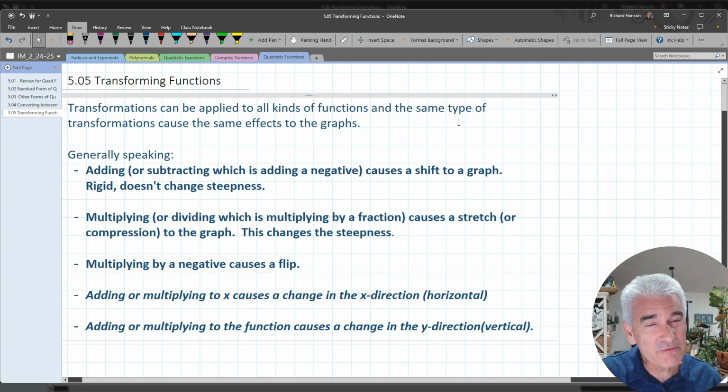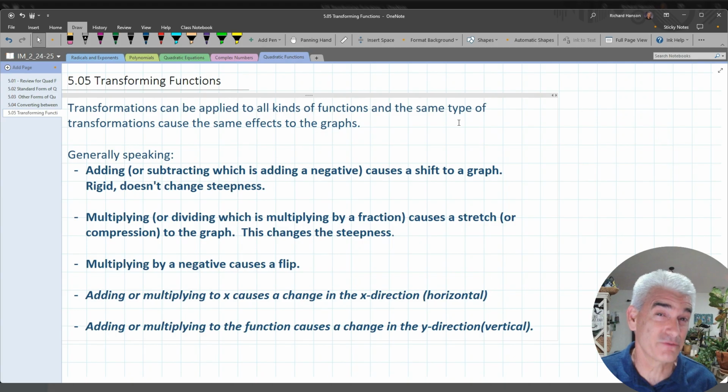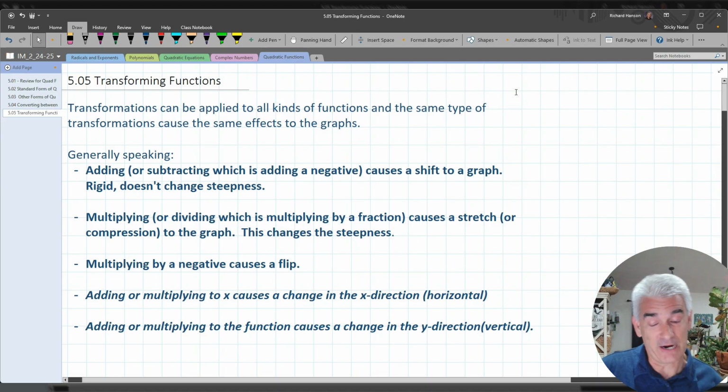So I'm trying to speak in very general forms, in a very general way, so you can apply it to all kinds of functions that you'll see for the rest of your life, however long you might be studying transformations of functions.